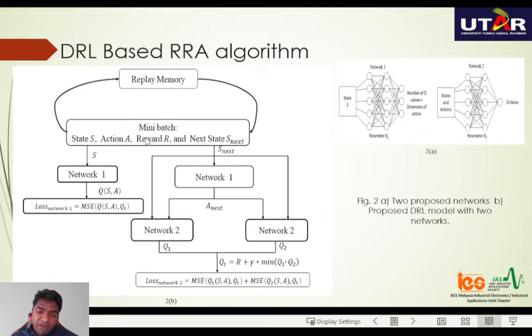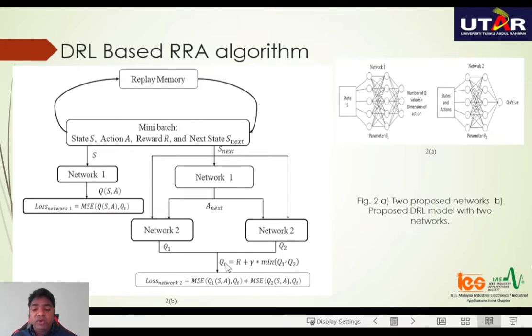From the replay memory, we select a mini batch. At first we use the next state as input in network one, and the output is the next action. This next action is input together with the next state in network two. Then Q1 and Q2 will come.